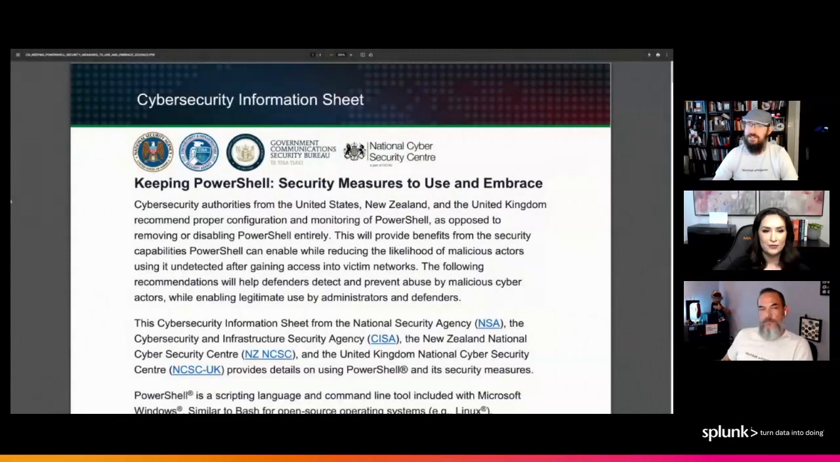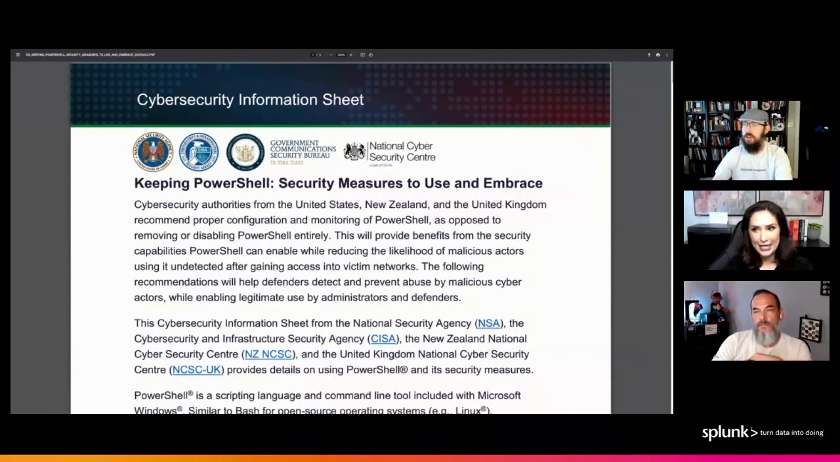CISA, the UK, and a bunch of cybersecurity agencies listed in this document put out this information sheet letting people know that they're not recommending that you disable PowerShell, because there are other implications, right? If you're trying to use Microsoft 365, right? Was that something you were talking about earlier? This document is basically: here's what you need to know about PowerShell, and here's why you shouldn't go all the way to disable it. So I wanted to ask both of you your interpretation of this, and what defenders need to know about PowerShell and the implications of using it in your environment.